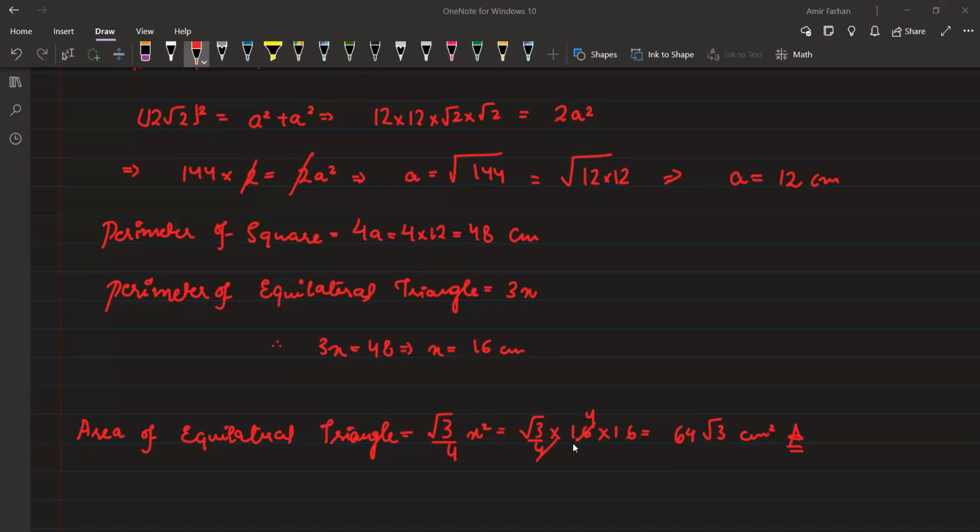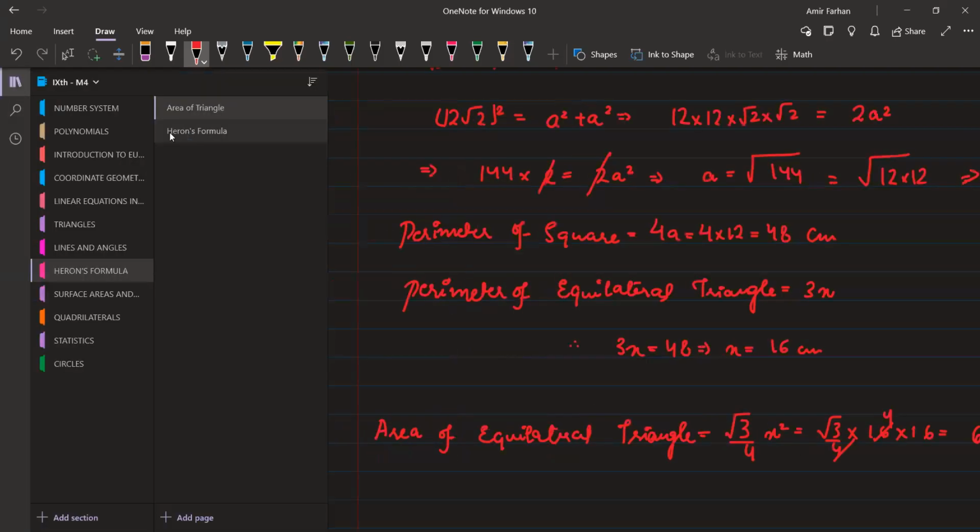So this is 64 root 3 centimeter square. This type of question can come in your exams as well to check how much you know about the triangles. Heron's formula is not the only formula that questions can be based on. They can also ask you from the triangle concept. Okay, that's good.